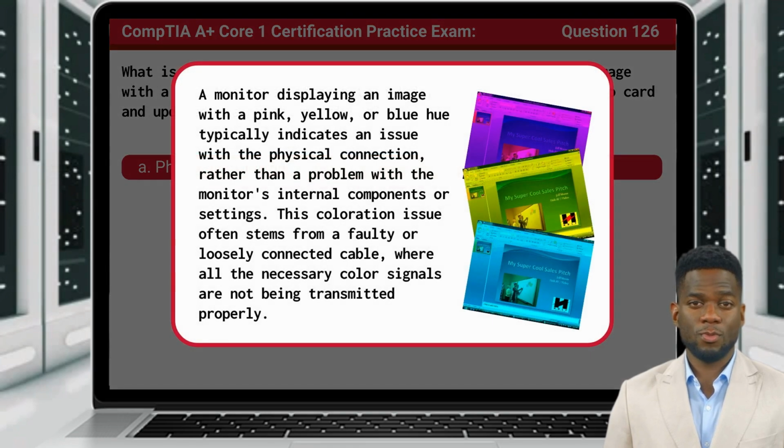A monitor displaying an image with a pink, yellow, or blue hue typically indicates an issue with the physical connection, rather than a problem with the monitor's internal components or settings. This coloration issue often stems from a faulty or loosely connected cable, where all the necessary color signals are not being transmitted properly.